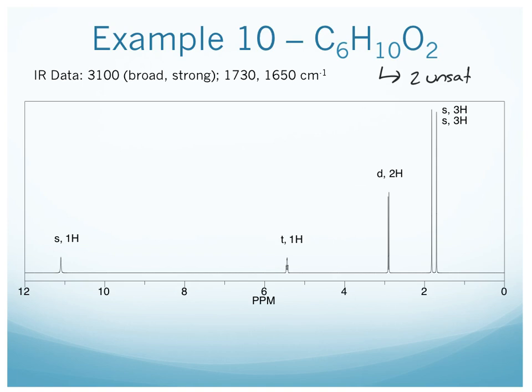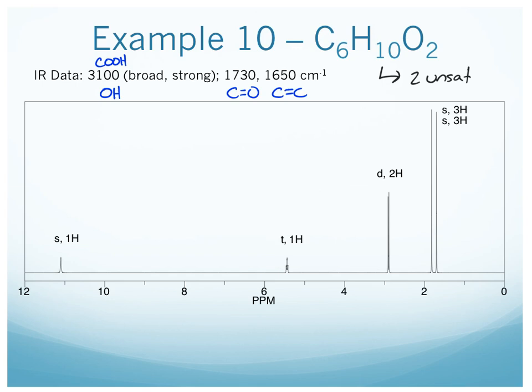So 3100 broad and strong. That's in the OH region, but actually being at a slightly lower wave number, that's more likely a carboxylic acid OH. 1730, that's a carbonyl region. 1650, that's a carbon-carbon double bond. Okay, so we'll keep that stuff in mind, but let's just work through our spectrum as usual.